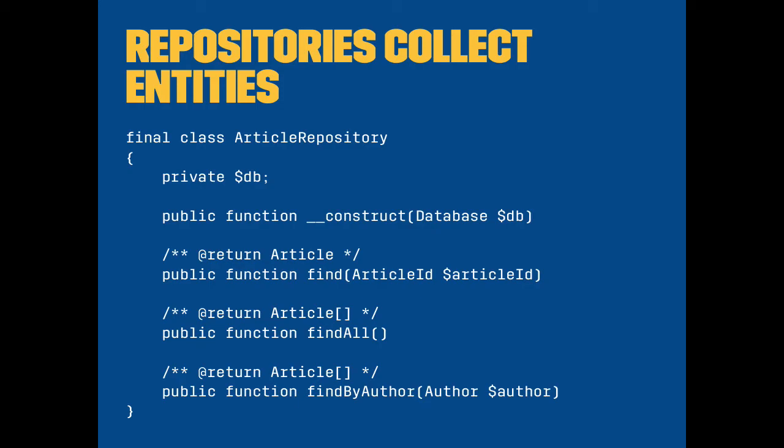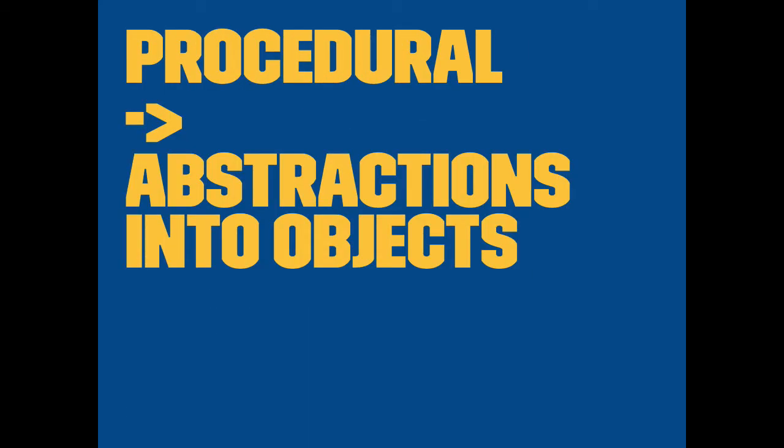So these are just some basic. There's a lot more of these kind of patterns. We still have 10 minutes. I'm going to go a little bit faster now into some code example: how you can move from typical procedural code to abstractions into objects.